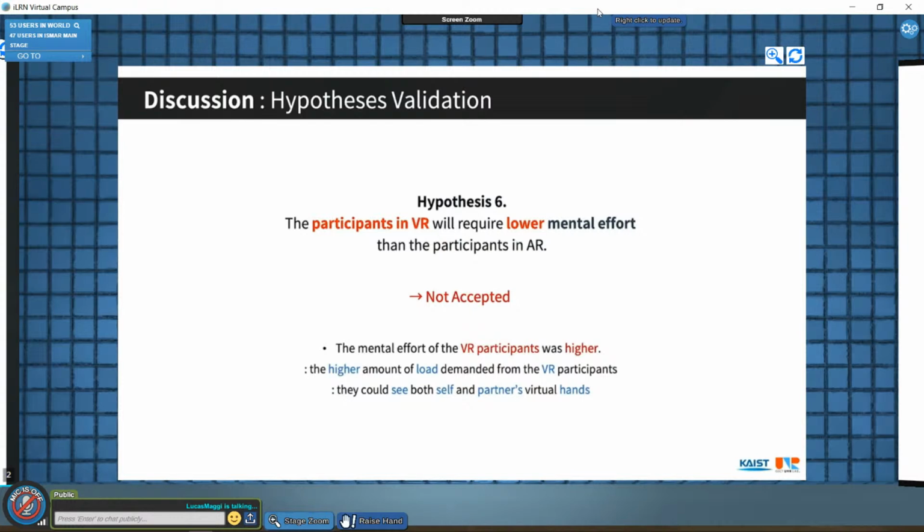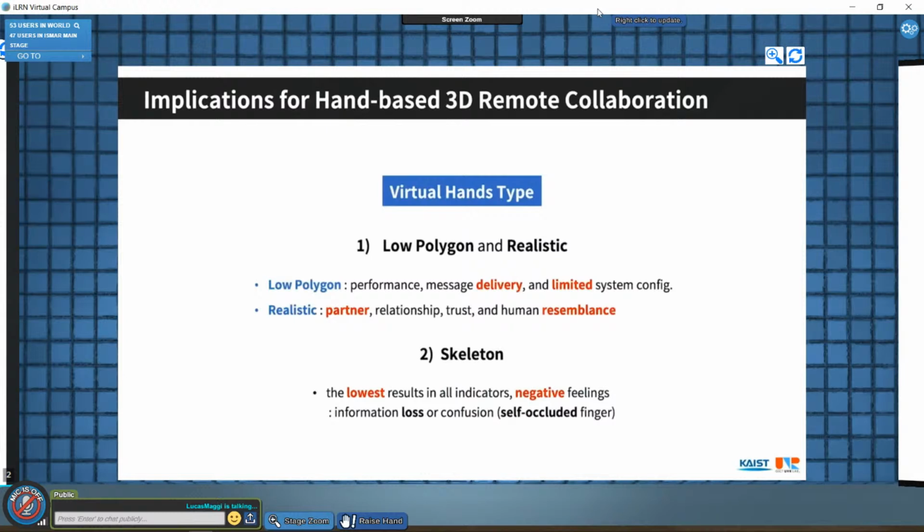Based on our findings, when expressing the partner's remote virtual hands, the amount of realism of the model used should be considered. Between low polygon and realistic, we expected both styles to be used. However, each model would be selected differently depending on the main focus of the collaboration. In other words, message delivery and system limitation, or human resemblance and relationship with a partner. The skeleton showed the lowest results in most indicators and negative feelings, thus we would not suggest using it.